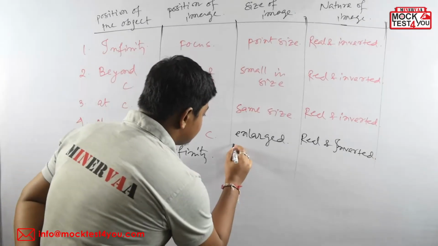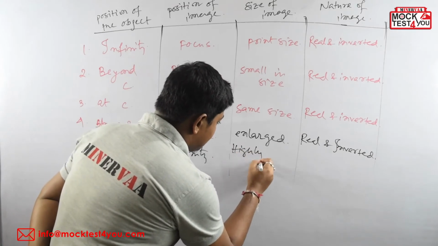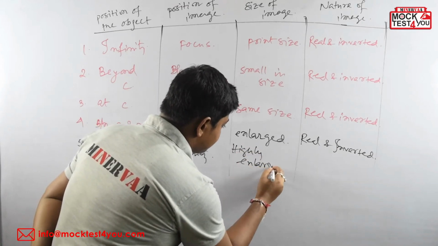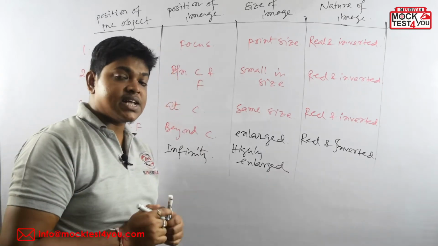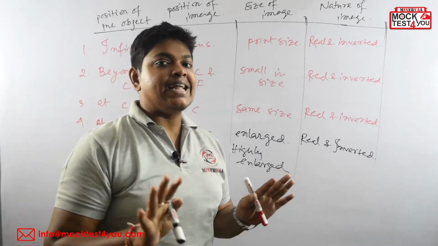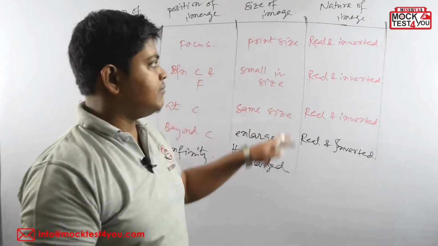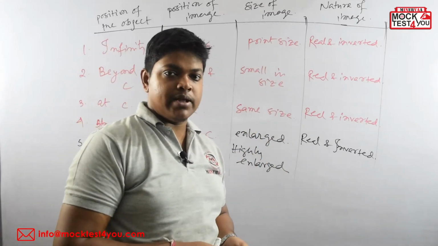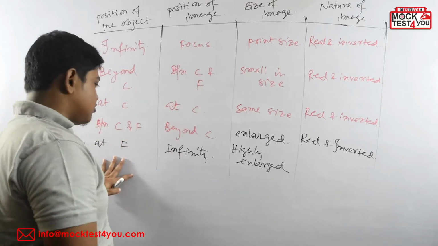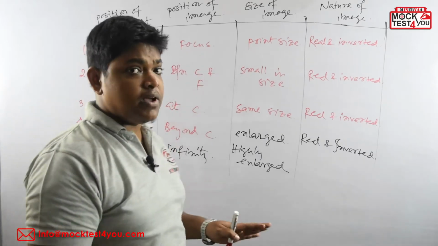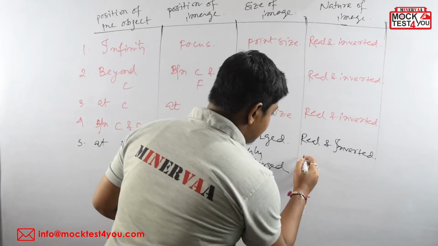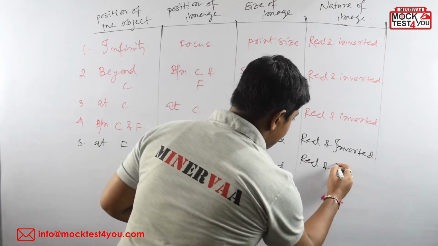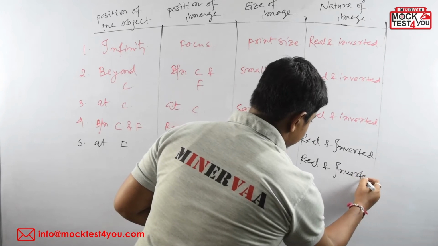So the image should be highly enlarged. That means if you are placing that object at focus, the image will be highly enlarged. That means the size of the image will be greatest. Then, of all the images formed by a concave mirror, if you are placing that object at focus, you will get the image at infinity and it will be highest in size. Now, the image is obviously real and inverted, right?